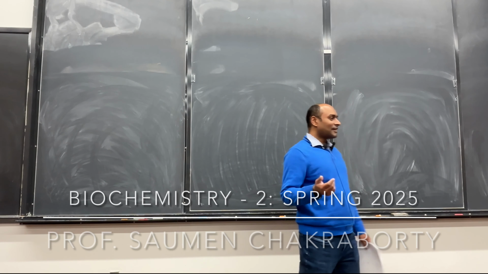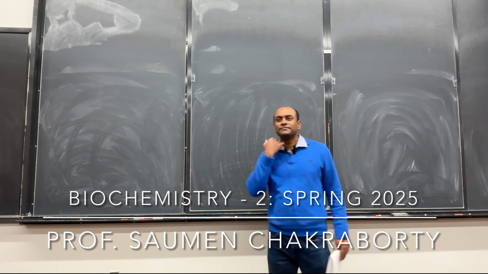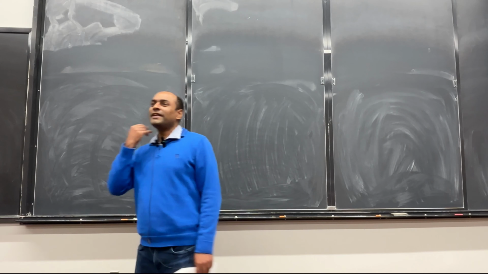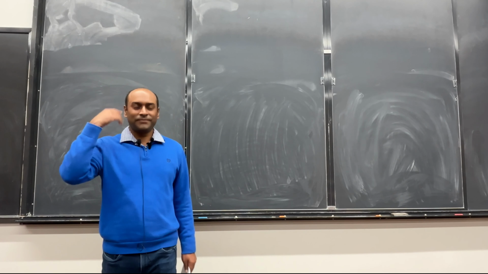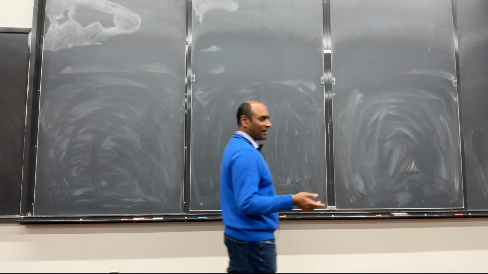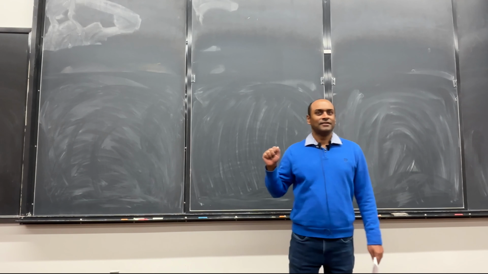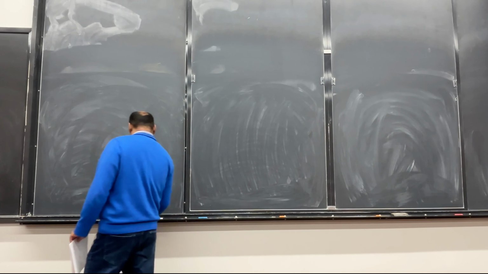How many steps in glycolysis are irreversible? 3. Okay. So let's pick one example. The first enzyme that is irreversible in glycolysis. Which one is it? Hexokinase. So let's look at hexokinase.